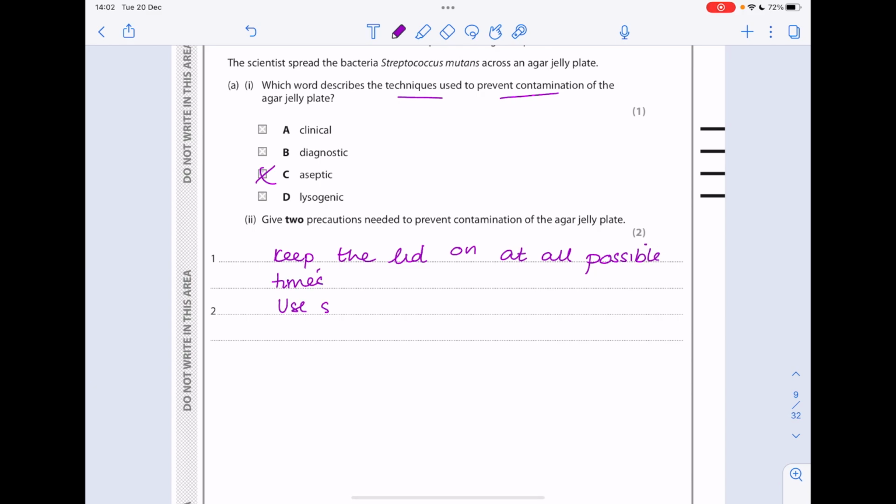And use sterile equipment. You could also wear gloves. Work close to a Bunsen burner.